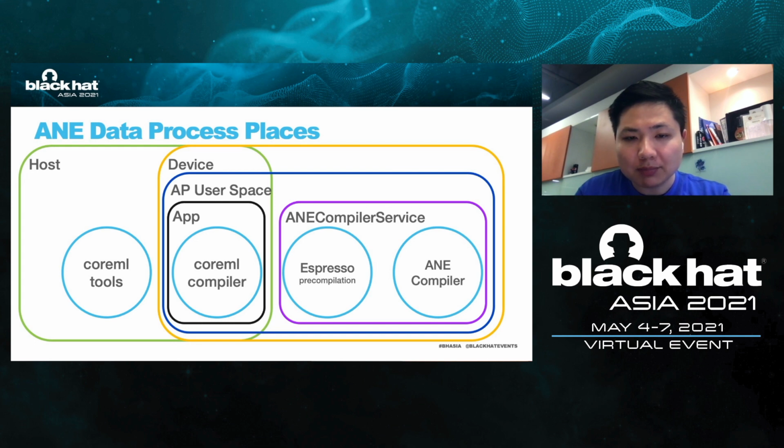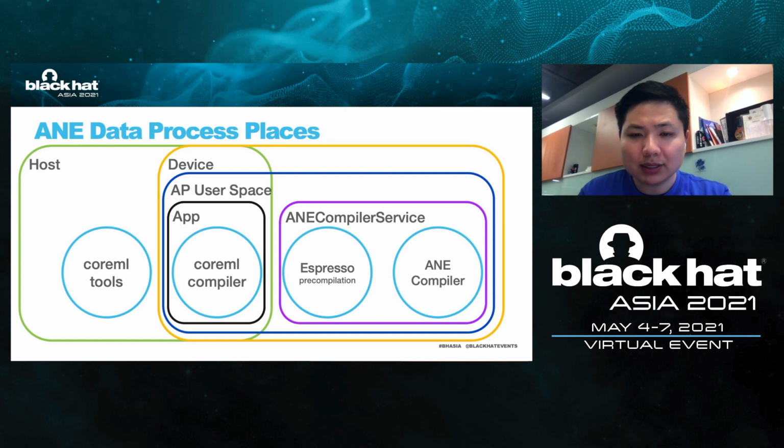The CoreML compiler process can be performed in the developer's computer or in the app. When running in the app, the CoreML compiler has the same process permissions as the app, and the app may also load ML model files from untrusted sources.